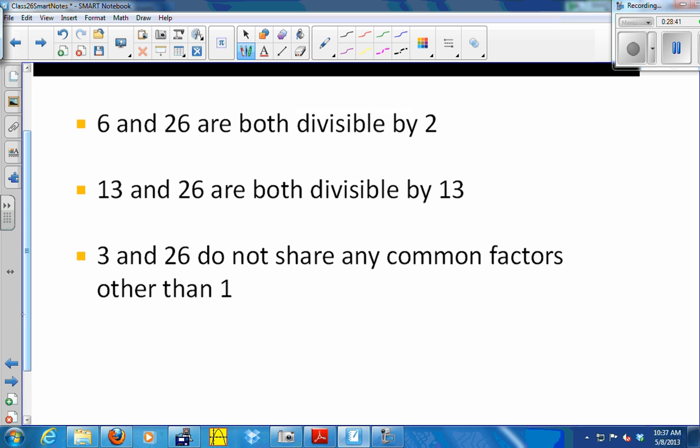Yeah, so any even number won't work as an encoding key if you're using mod 26. 3 is the first one we did. That one worked because 3 and 26 have no common factors. There's no number that divides both 3 and 26.